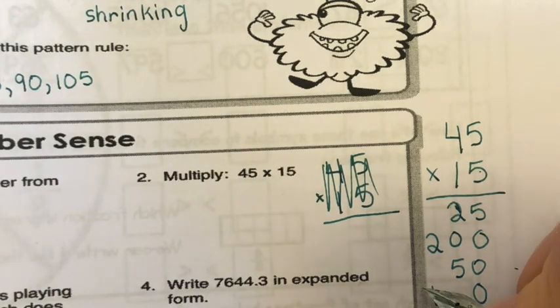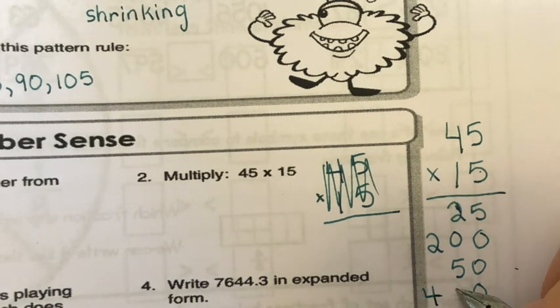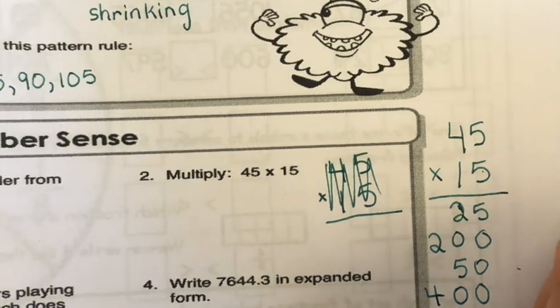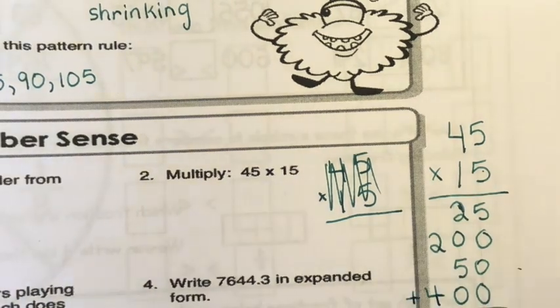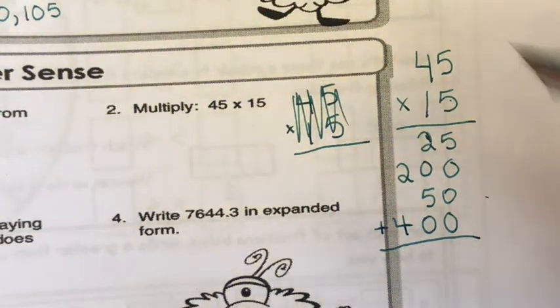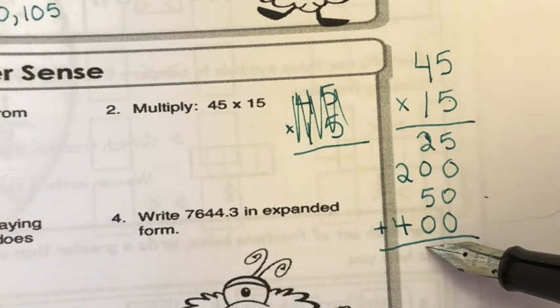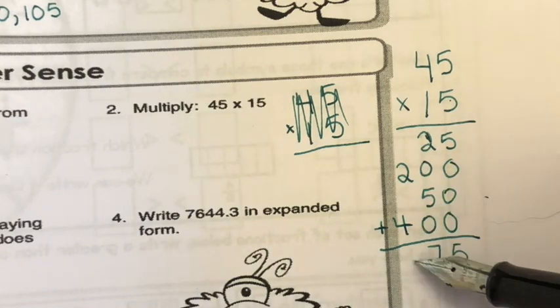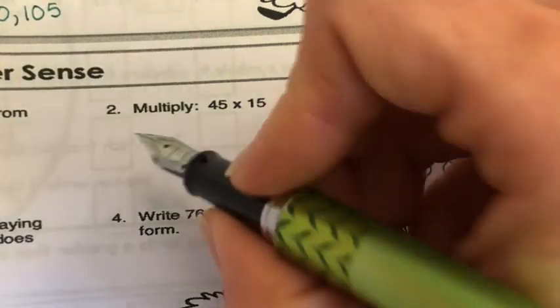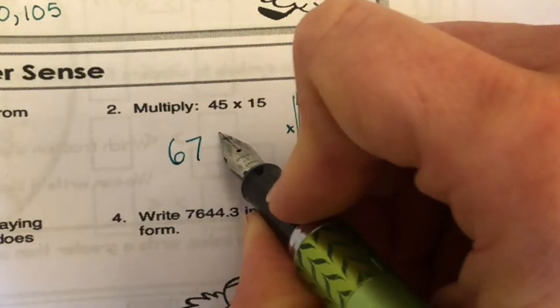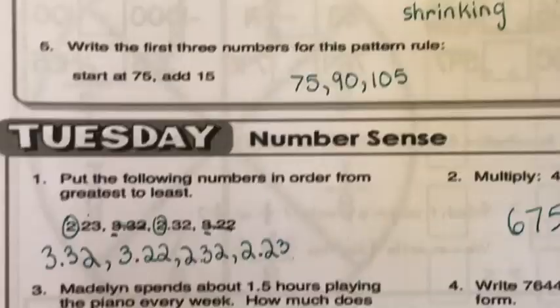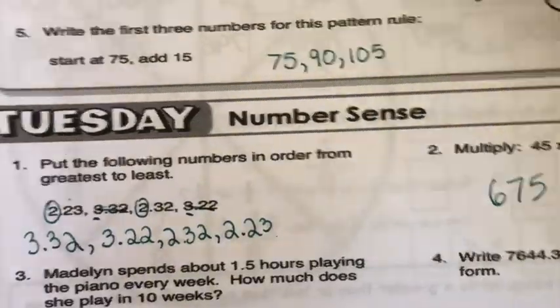10 times 4 is 40. And I had my 0 there as a placeholder. Now I add this all up. I have to move my camera because, oh my goodness, this is a lot of numbers. 5, 2 plus 5 is 7, and 200s plus 400s is 600. 675.